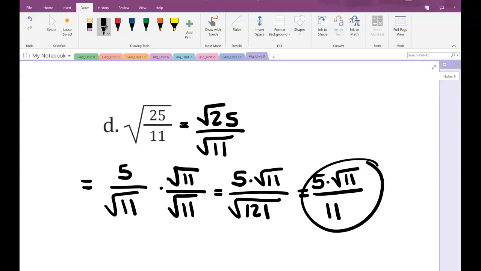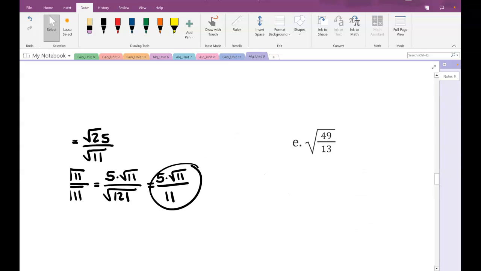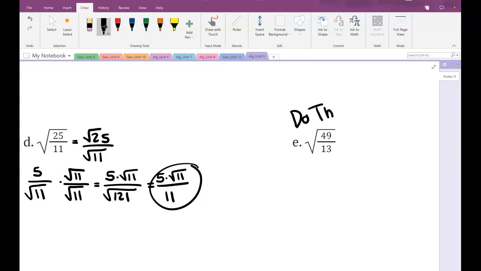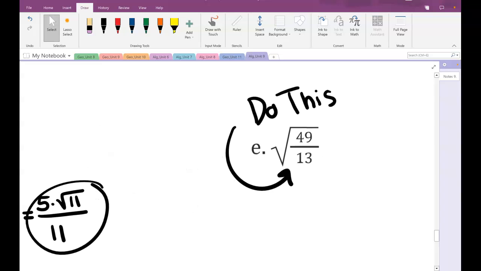You'll notice that when you do this whole process of rationalizing the denominator, the number that you start with is always going to be the number you end with, without the square root. If you get a different number, that means you multiplied wrong. So use D as an example and try to do example E on your own. Show all your steps, simplify, and make sure your final answer is as reduced as you can get.